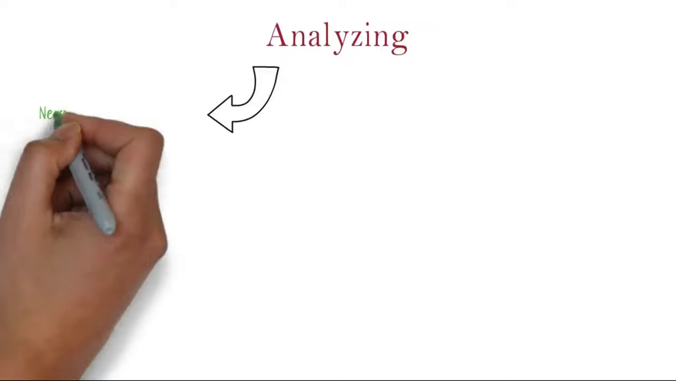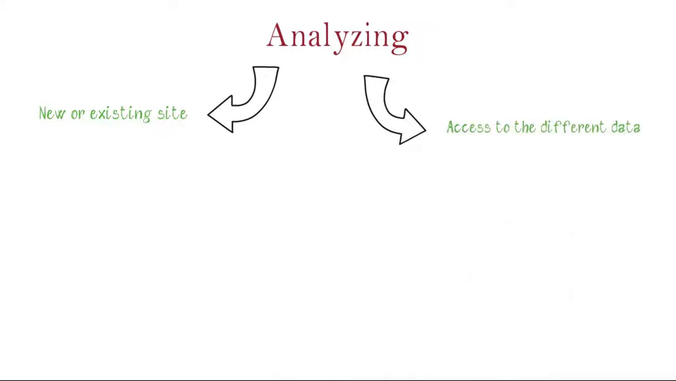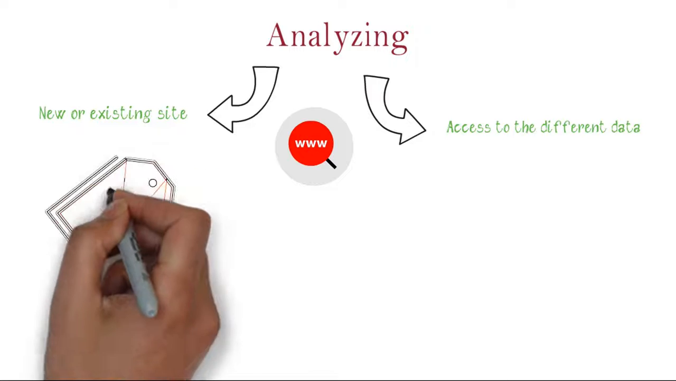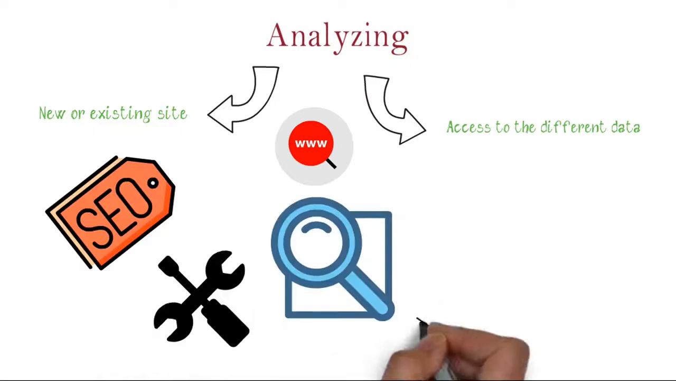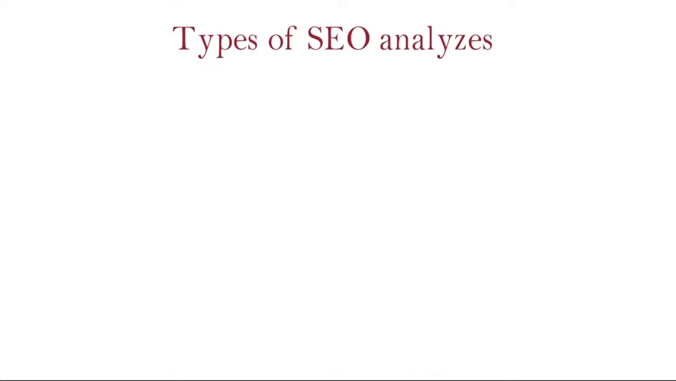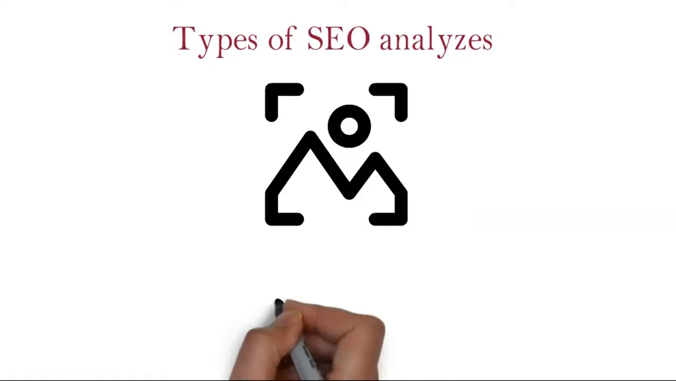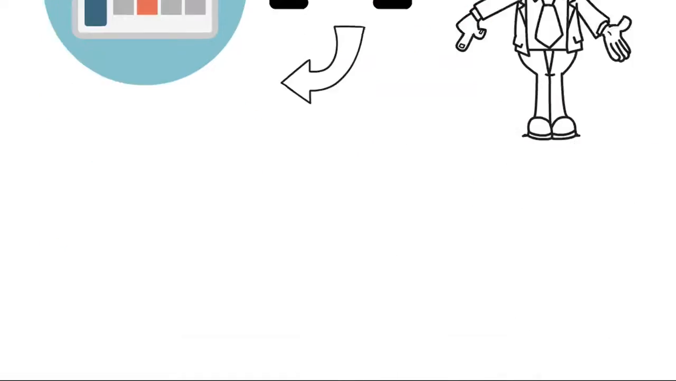Analyzing will vary depending on whether you are doing analysis for a new or existing site, and it will depend on how much access you have to the different data that needs to be checked. For almost all areas of SEO analysis, there are tools that allow you to complete and quickly analyze. You can also use the tools to analyze your competition to almost the same extent as your site. There are several types of SEO analyses, general, targeted, etc., that aim to give you a more accurate picture of the status of the site, and below are some of the elements to check.